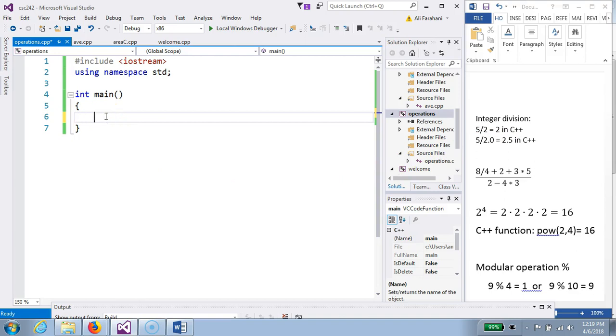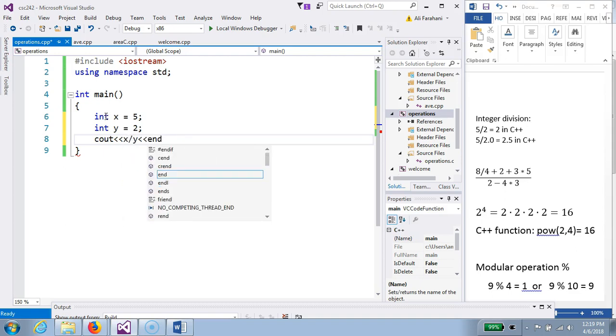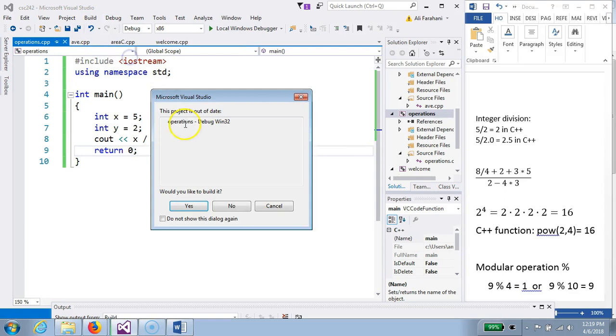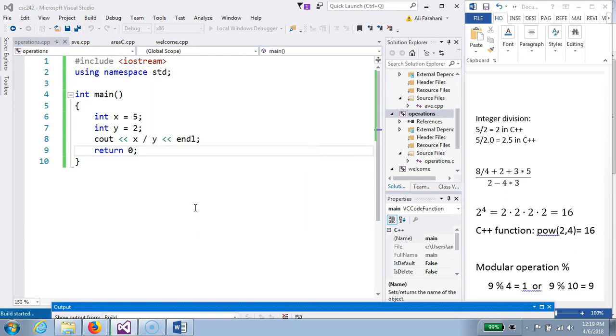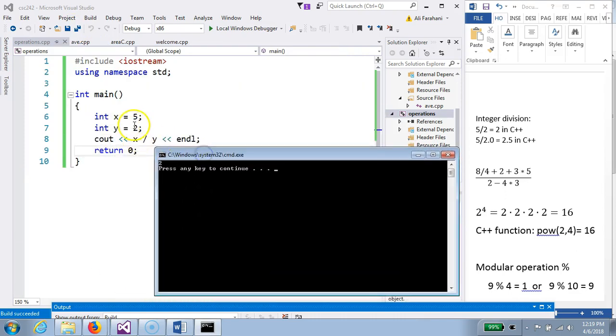I'm going to declare an integer x and assign to it 5. And then also declare an integer y, assign to it 2. These are both integer, and then here it is, cout. I'm going to say what is x divided by y, and end line, and return 0. We'll build this. This project, by the way, was created already. We'll build this, run it, and there's 2. So 5 divided by 2, an integer division, is 2.